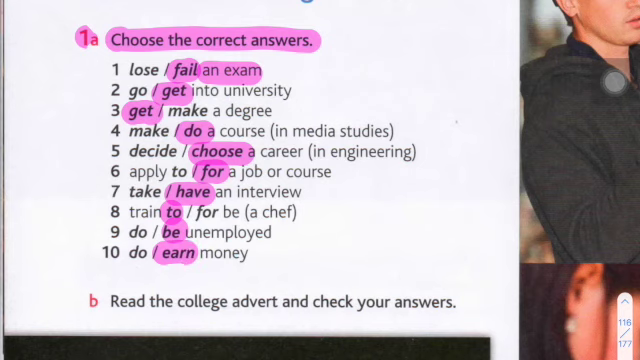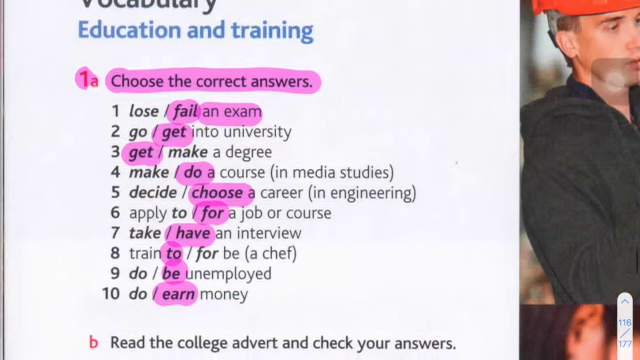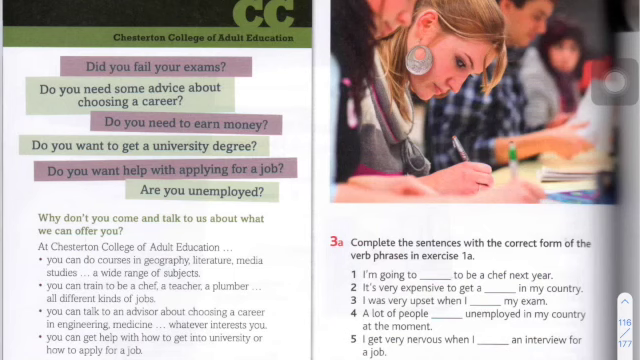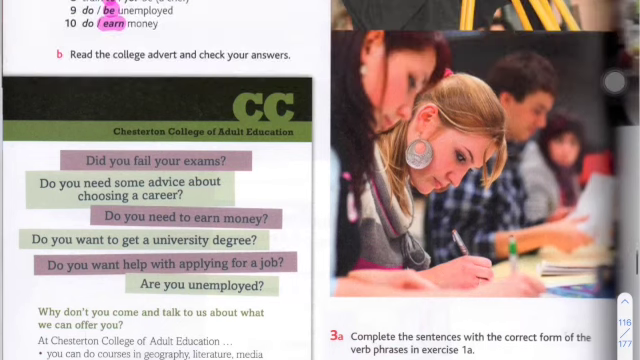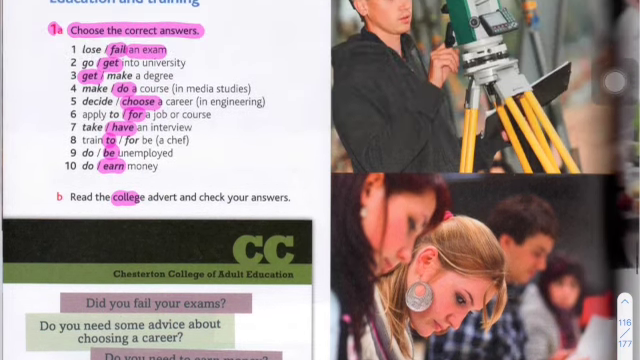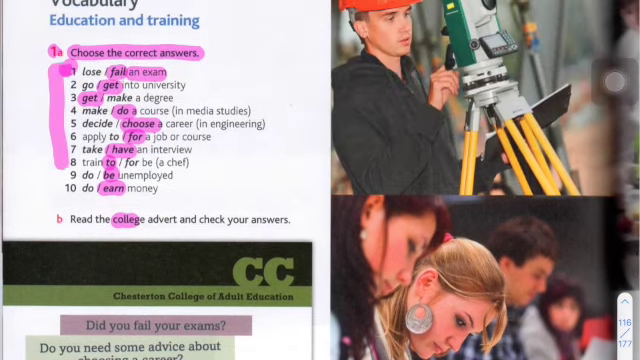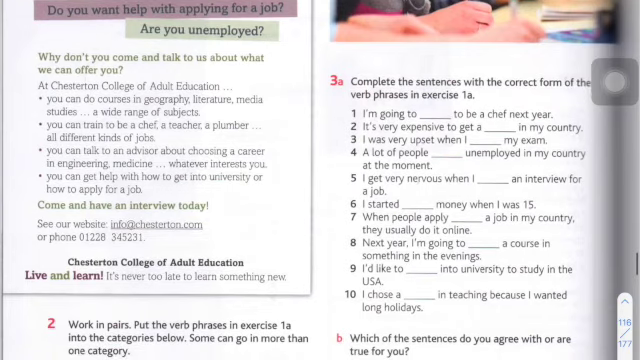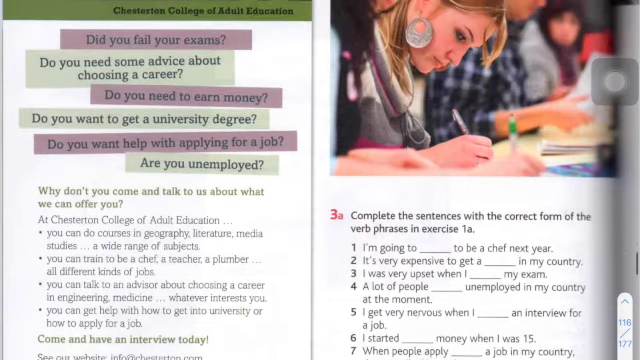Well, this is the vocabulary for education and training. Now we are going to do this reading. It is an advert for a college. And we're going to do the reading just to check these sentences if they are correct or not. And after that, we're going to do exercise number 2. So let's do the reading.